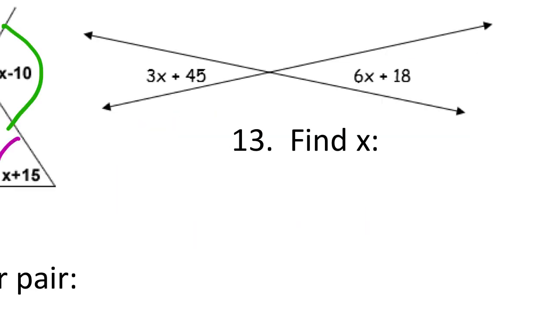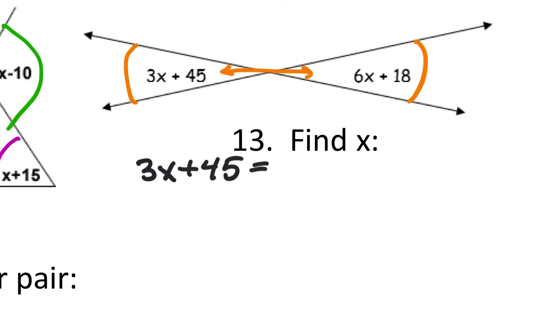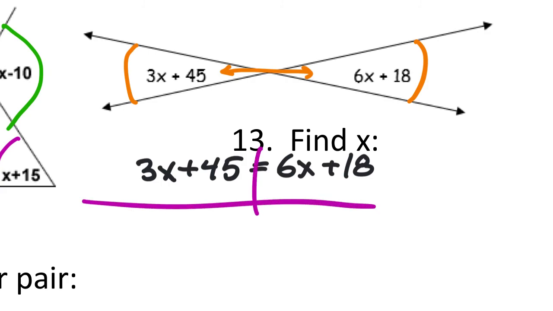This is 13. Now, what we notice about these two angles is that they are vertical angles, right? They're through the vertex. So this means that they are also the same. So I'd say 3x plus 45, that's my angle on the left. This would equal its vertical angle on the right there, 6x plus 18. Then I'm just solving this equation for x, which is all it really wants in 13.